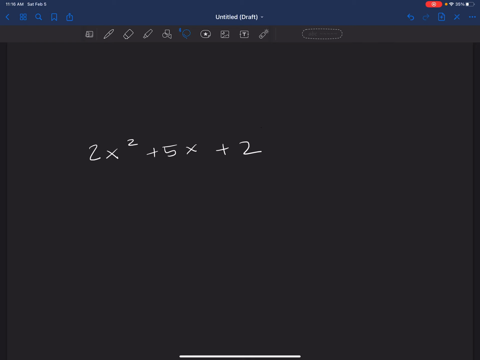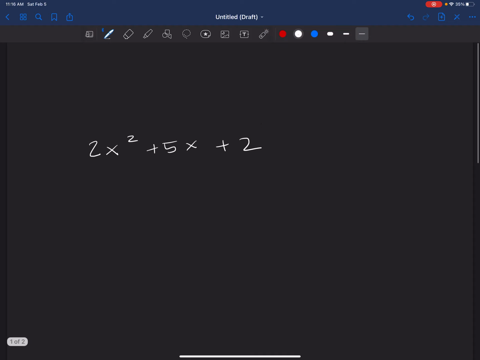Hey y'all, I just want to go ahead and show you two ways on how to do a problem when you have a trinomial where your a value is greater than 1. So I look at this problem and I see that there's an a value greater than 1, right? 2 is greater than 1. And I can do factoring here. And there are two ways that you can factor this.